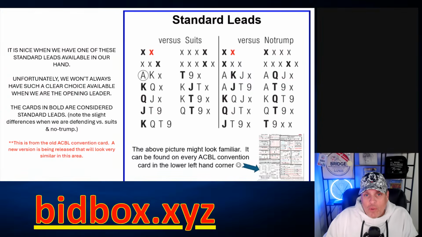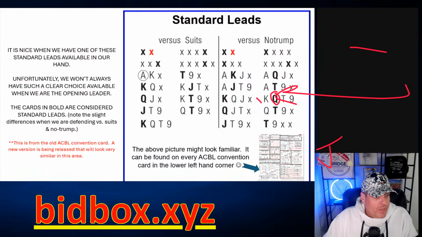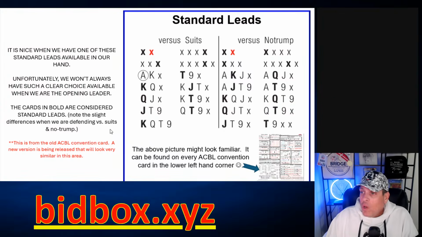So here, if you led this, you didn't see the jack, and you knew it was in declarer's hand, you didn't see it in dummy, you would probably switch and try to get partner to come back to you through that position. Yep. Okay, very good.